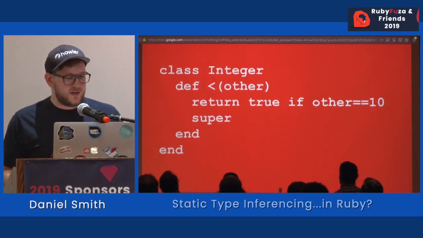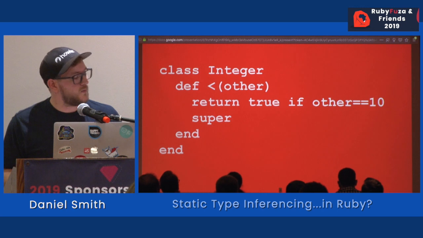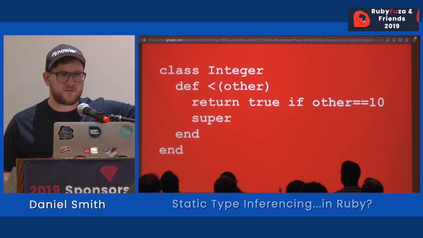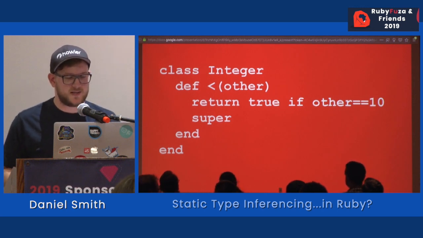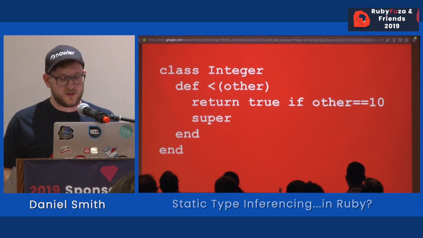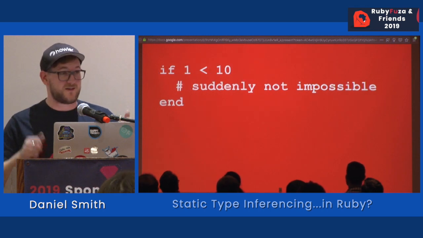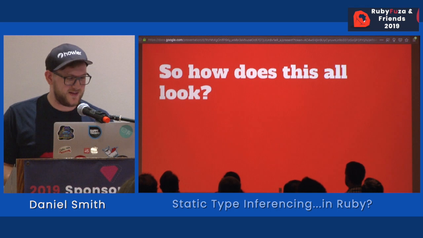Another thing is a monkey patching thing where you can say, okay, instead of fixing the actual bug, I'm just going to monkey patch the less than method on integer, and then there we go. Suddenly it's not impossible. I love that.